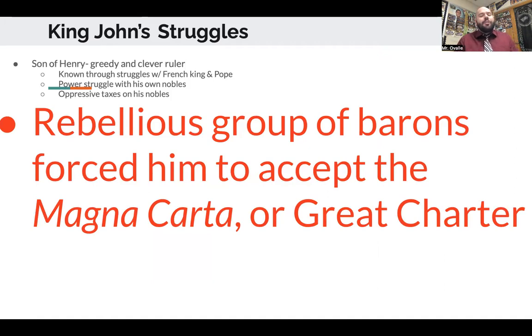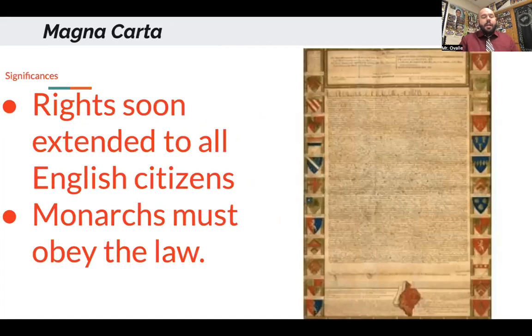He will have his own power struggle with his own nobles. He will put oppressive taxes on his nobles. So a rebellious group of these nobles or barons forced him to accept this new document called the Magna Carta, or Great Charter. The significances of the Magna Carta.